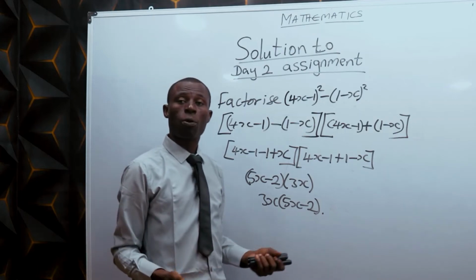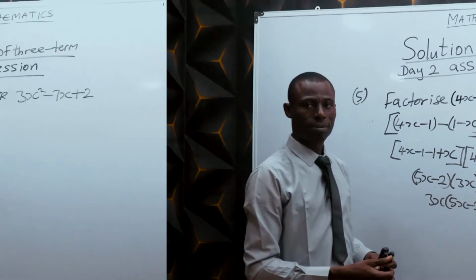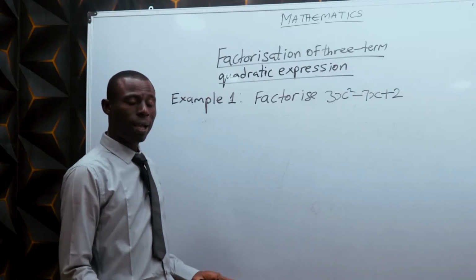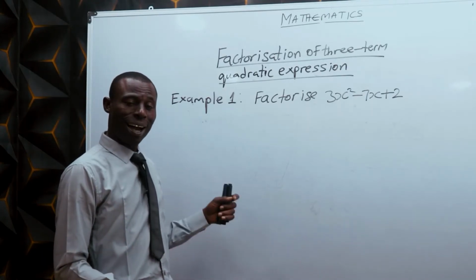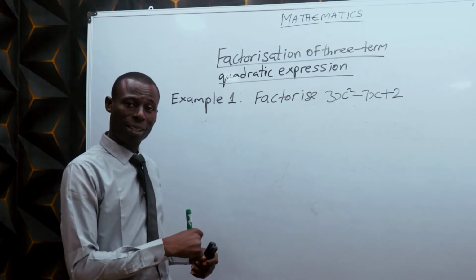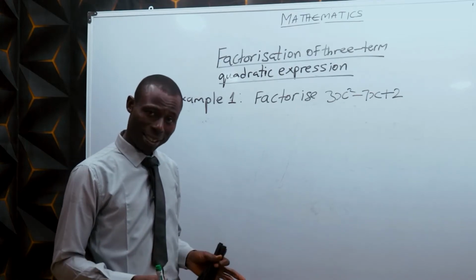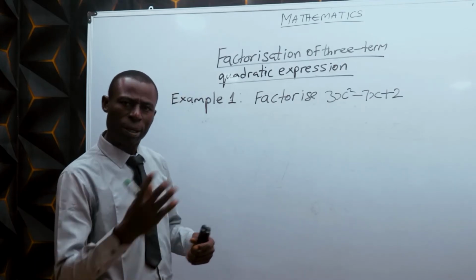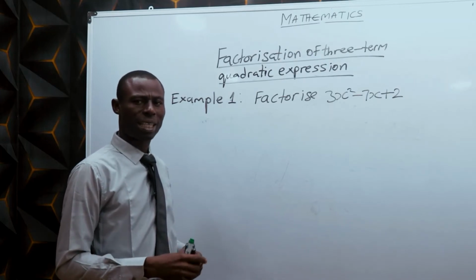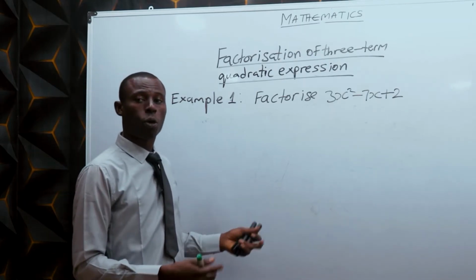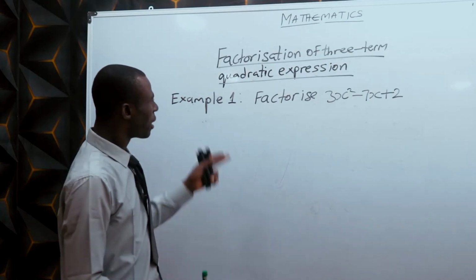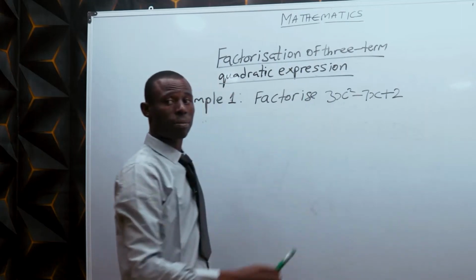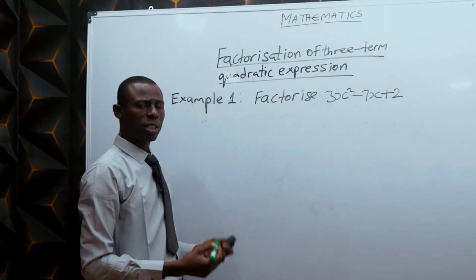So we can now move to today's work. Factorization of 3-term quadratic expression. Since the previous class, we have been dealing with quadratic expressions, but with 2 terms, binomial. Today, we want to move on to 3-term quadratic expression. You can see, this is what we mean by 3 terms: 1, 2, 3 terms. So how do we factorize a quadratic expression of this nature?